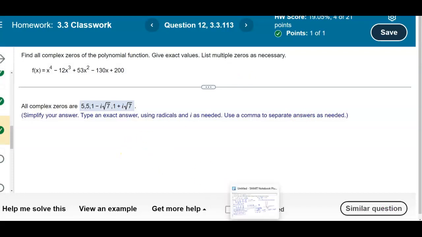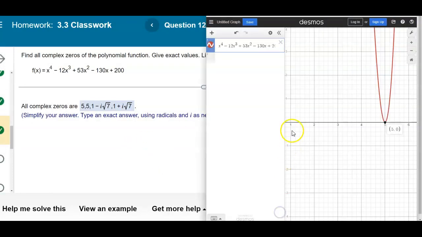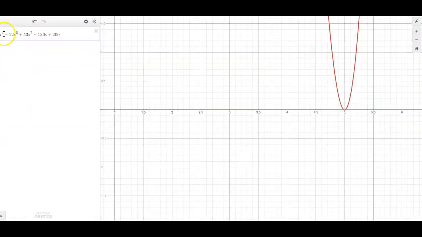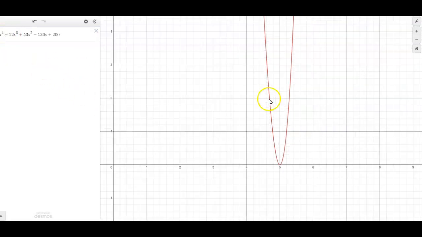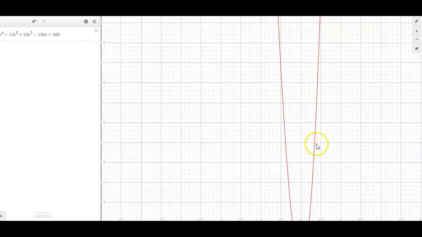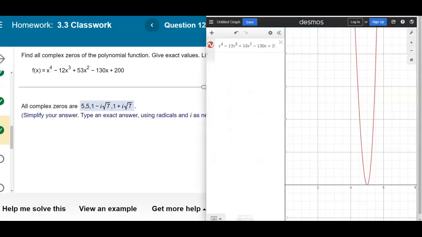That does make sense, because if we take a look at the graph, you can see that we have a degree of 4. That means we should have 2 other solutions. So 2 other solutions tells us that we have imaginary solutions to that polynomial function.